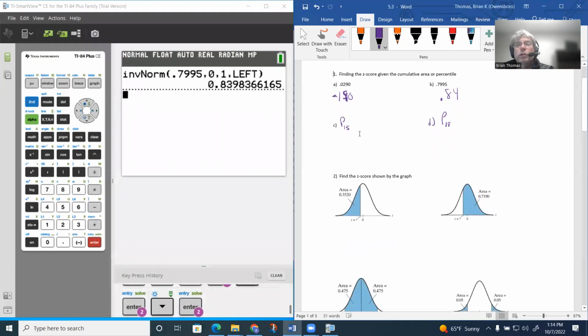So question, we have C here. This is a percentile question. So remember, percentile is like cumulative area as well. So the 15 means 15th percentile. But remember, when we do area under the curve, that's got to be moved 2 places to the left. We have to be using 0.15. So the cumulative area is basically that 0.15.